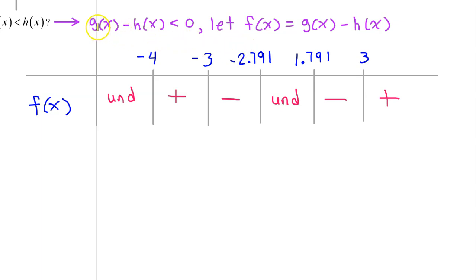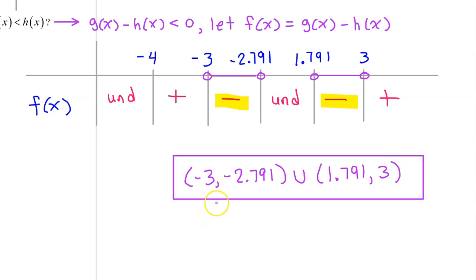We are looking for the values of x that will cause f of x, which is this expression, to be less than 0. So the solutions will be in these intervals where f of x is negative. These endpoints are open circles because we are looking for where f of x is less than 0, not less than or equal to 0. So we will use parentheses and not brackets when we write the solution intervals. So f of x will be less than 0 on the interval from -3 to -2.791, union the interval from 1.791 to 3.